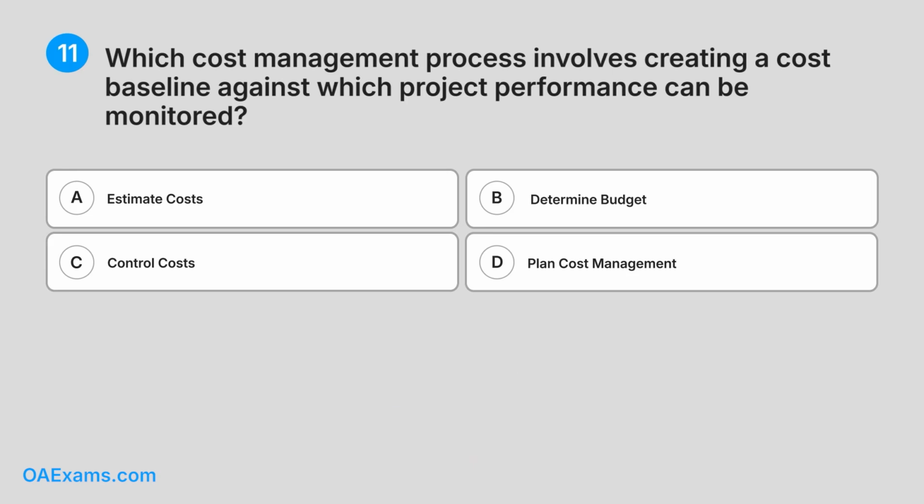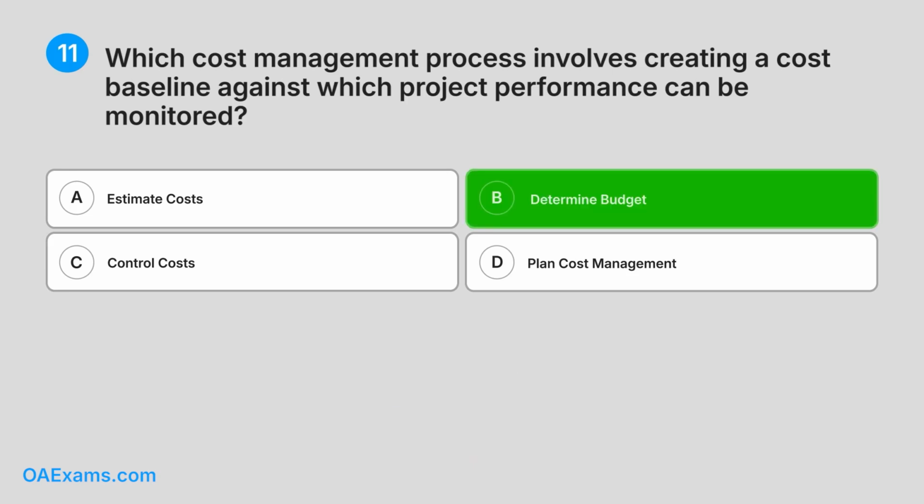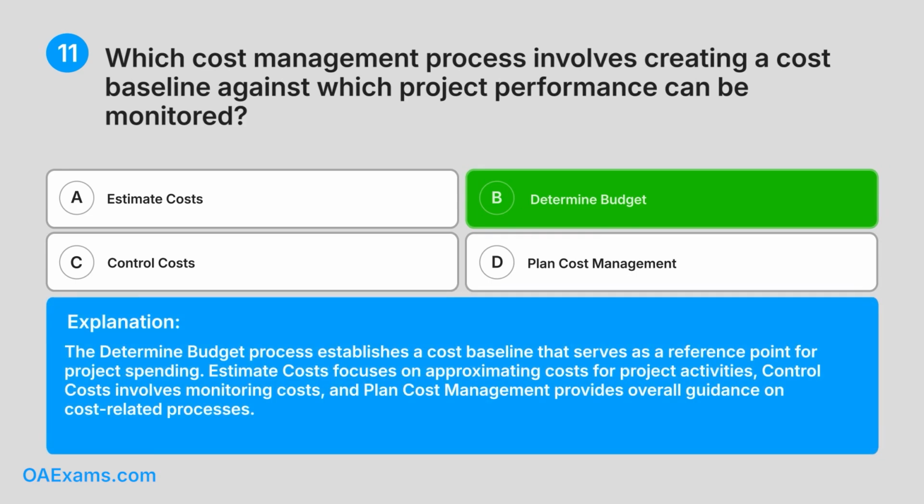Correct. Answer B. Determine budget. Explanation. The determine budget process establishes a cost baseline that serves as a reference point for project spending. Estimate costs focuses on approximating costs for project activities. Control costs involves monitoring costs, and plan cost management provides overall guidance on cost-related processes.